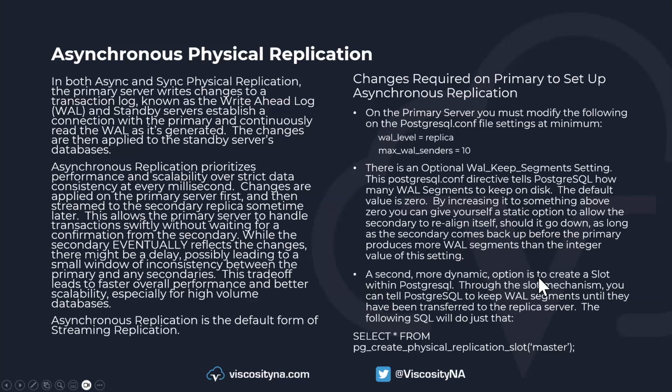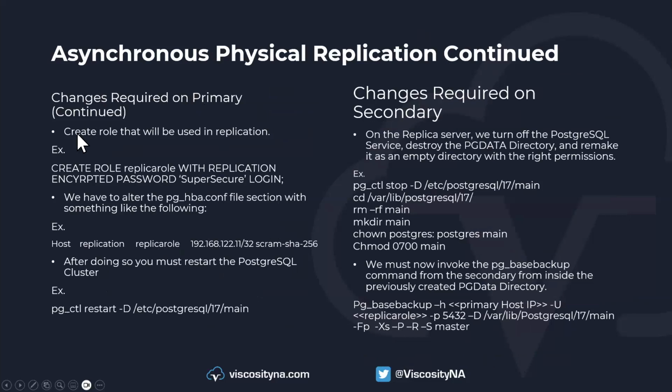There is a second, more dynamic option, which is to create what's called a replication slot within PostgreSQL. Through the slot mechanism, you can tell PostgreSQL to keep the write-ahead log segments until they have been transferred to the replica server. You would do so simply using a psql session or a pgAdmin client session. Just running this right here will create that. So we're still talking about additional changes required on the primary. After you've done those actions, it's a good idea to go ahead and create a role that you would use specifically for replication. We'll just call this replica_role here.